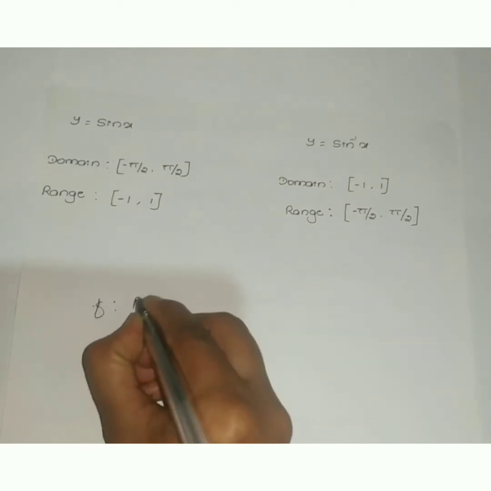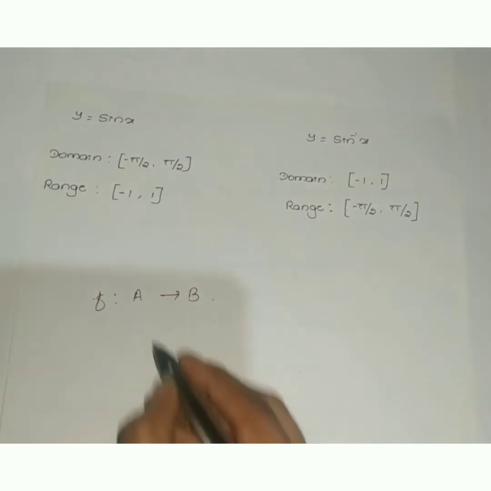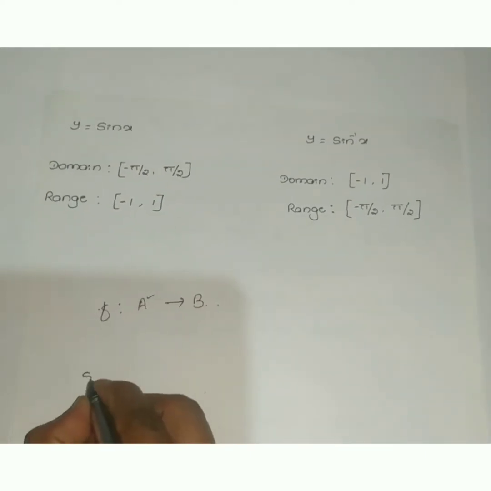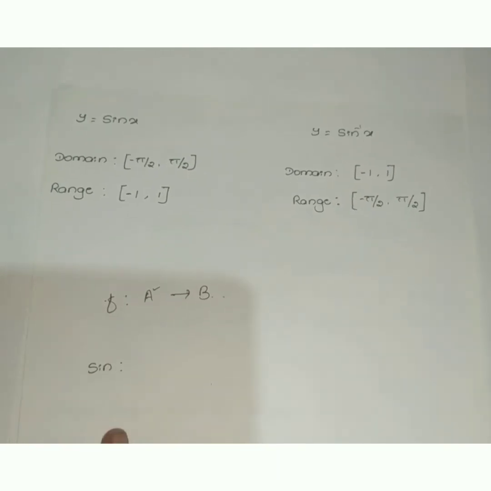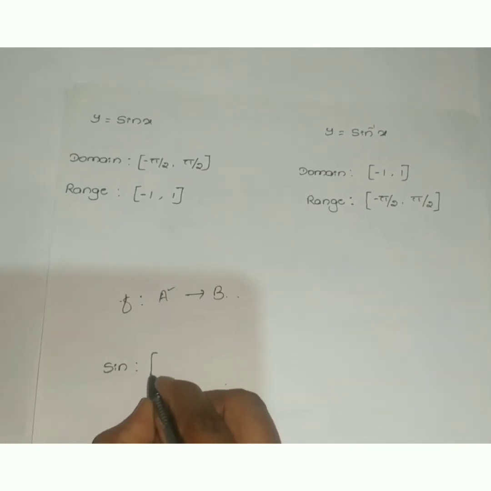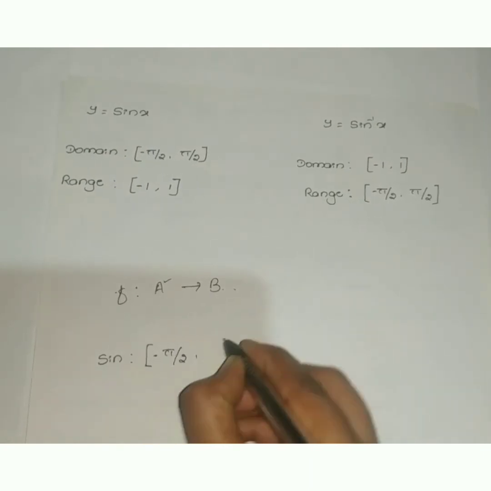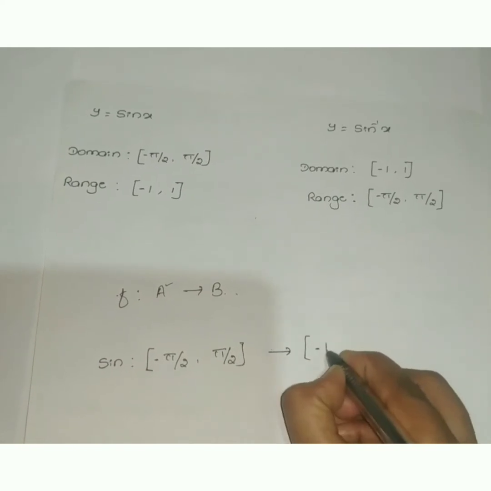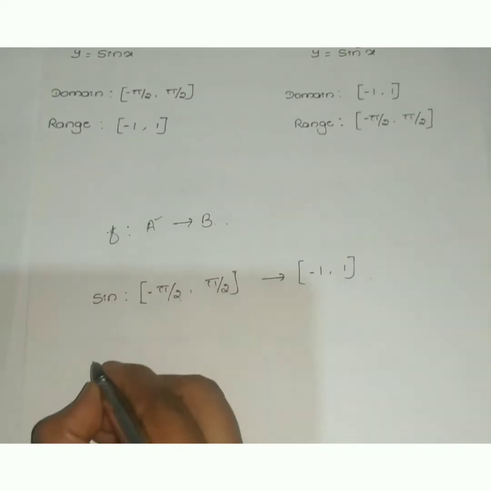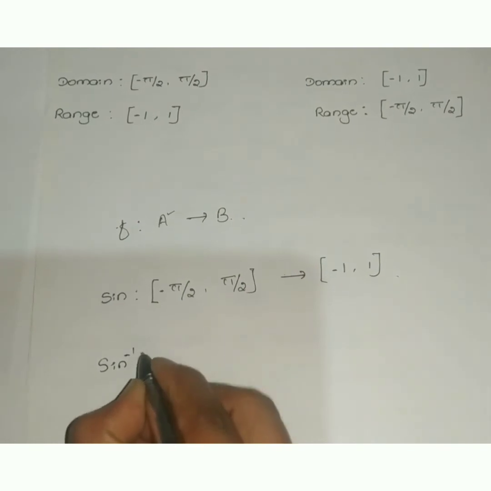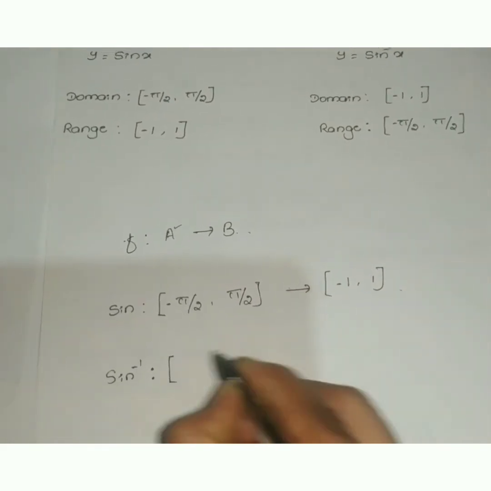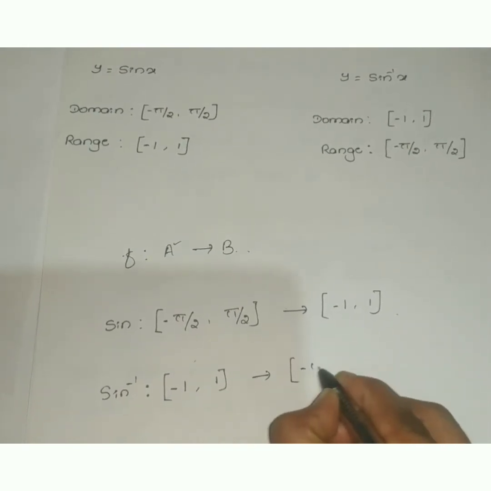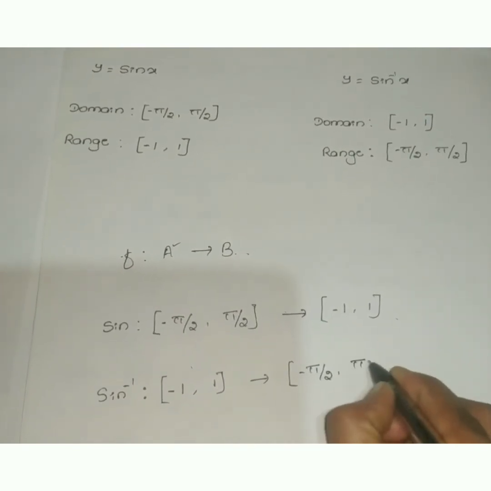So then we write the function. Here function f is mapping from A to B. So A means domain value, B means range value. So we write sine function. Sine is a mapping from closed interval minus pi by 2 to pi by 2 to range value minus 1 to 1. In the same way, inverse function, sine inverse is a mapping from closed interval minus 1 to 1 to the closed interval minus pi by 2 to pi by 2.